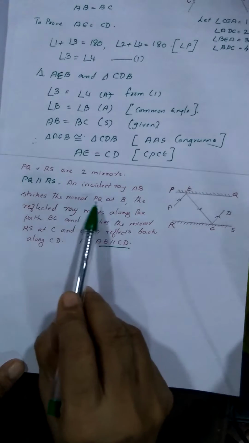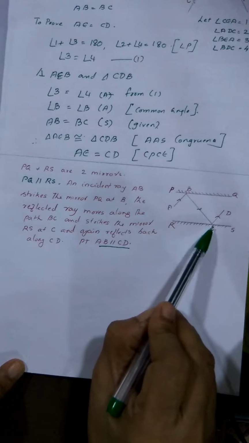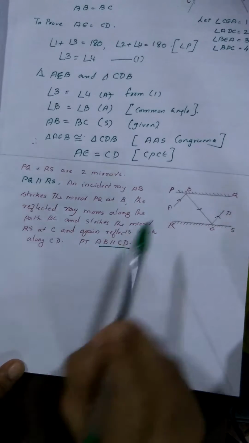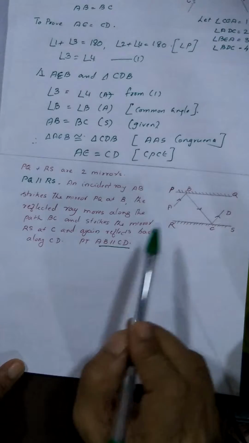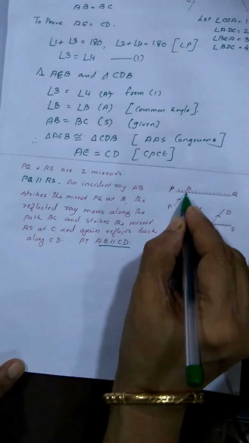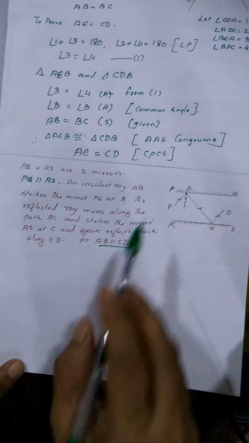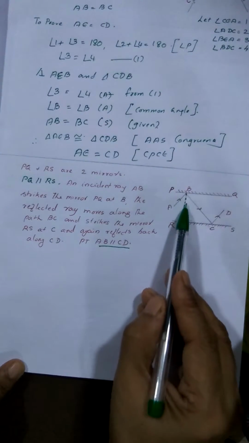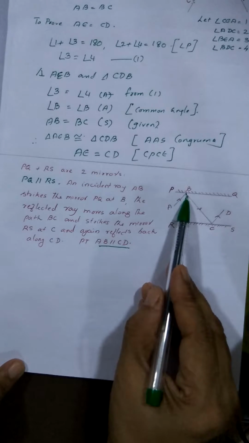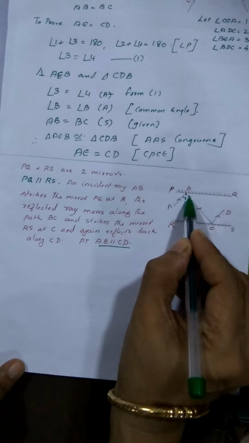Incident ray AB strikes the mirror PQ at B. The reflected ray moves along the path BC and strikes the mirror RS at C and again reflects back along CD. Now you have to prove AB is parallel to CD. Now we will draw one perpendicular at this point. You would have learned in mirrors in physics, you draw a perpendicular. This is called the normal ray, and this is called the incident ray, and this is called the reflected ray, and angle of incidence is equal to angle of reflection.